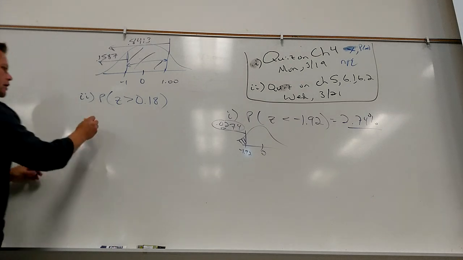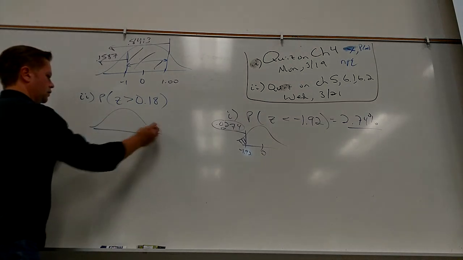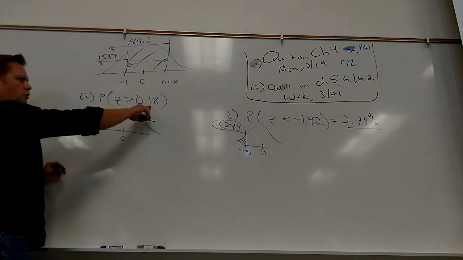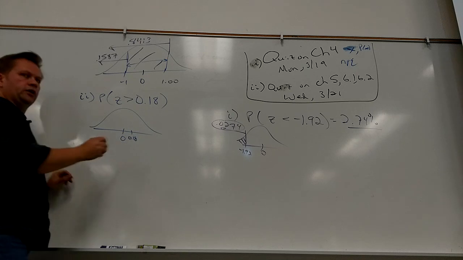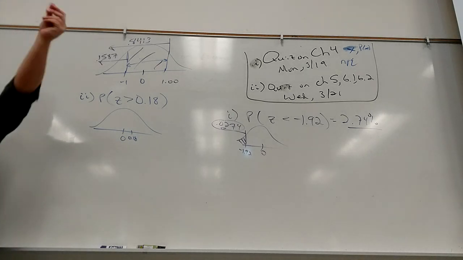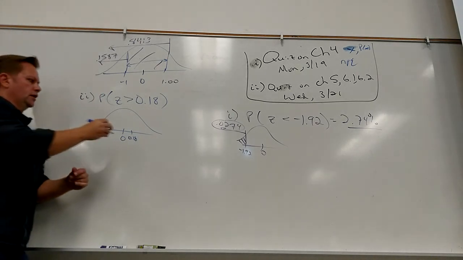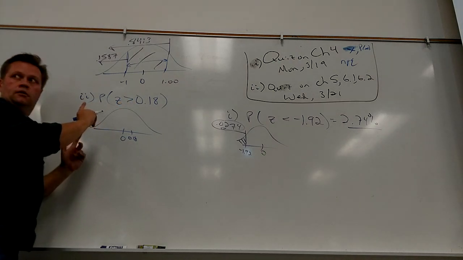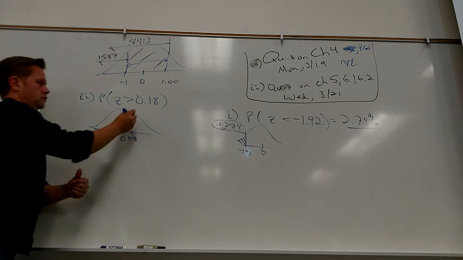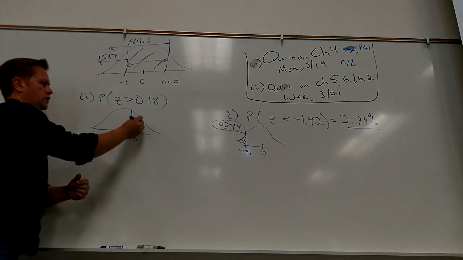So what's this look like? In the middle is 0. 0.18 would be where? Up here a little bit, right? And you can be nice to yourself. It doesn't have to be to scale. We're not really even sure what the scale would be exactly. And then I want the area above it, right? So I want this area.